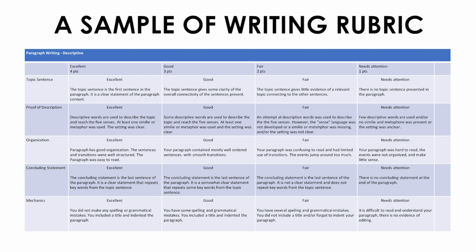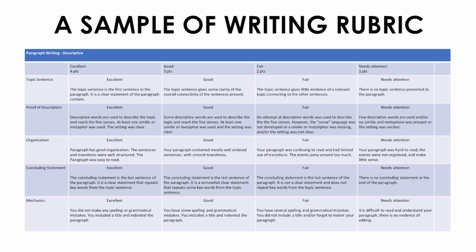We have excellent, 4 points; good, 3 points; fair, 2 points; needs attention, 1 point. And then we give a description for each component here. The students will get 4 points when their topic sentence is the first sentence in the paragraph, and it is a clear statement of the paragraph content.